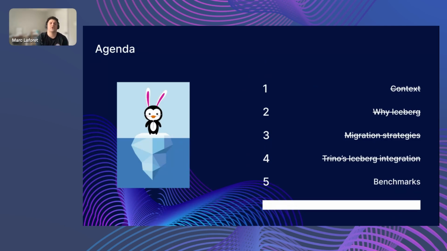Okay, so we've gone over context, why we chose Iceberg, different migration strategies, and I just finished going over some of the most interesting changes in Trino Iceberg integration. Next, I'm going to go over some benchmarks of some of the data sets that we migrated.